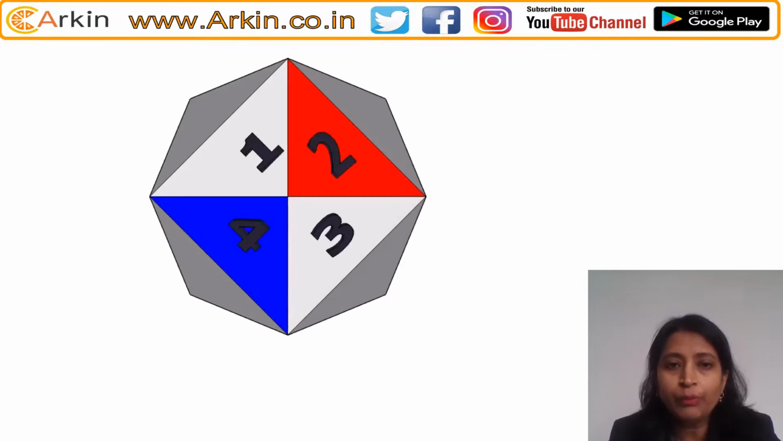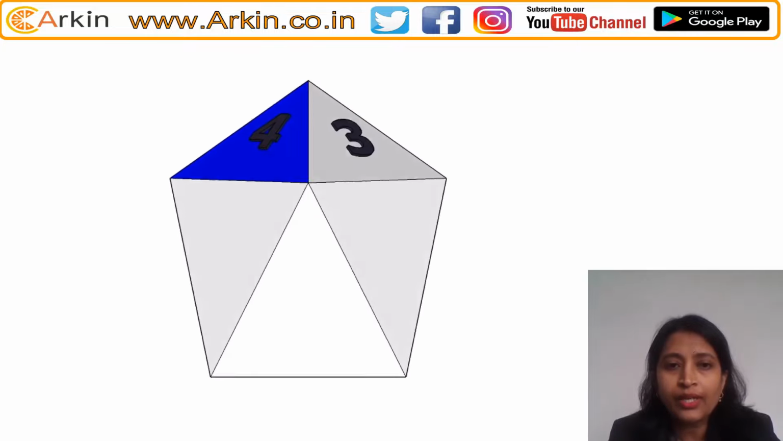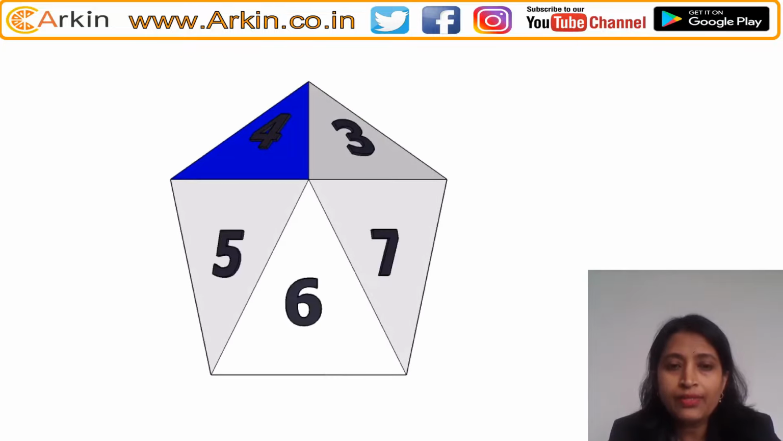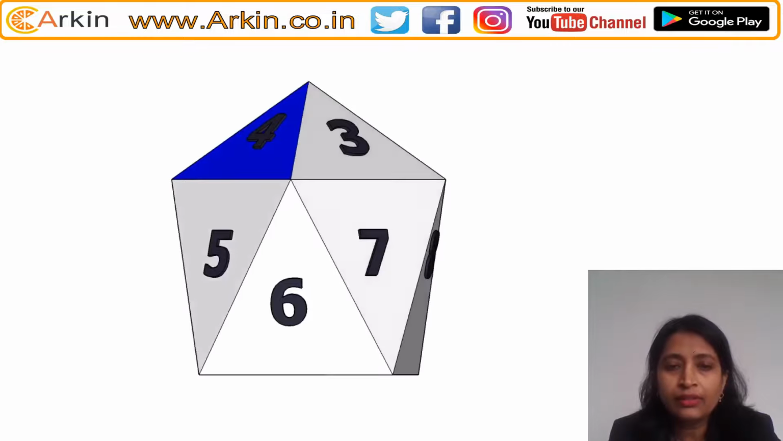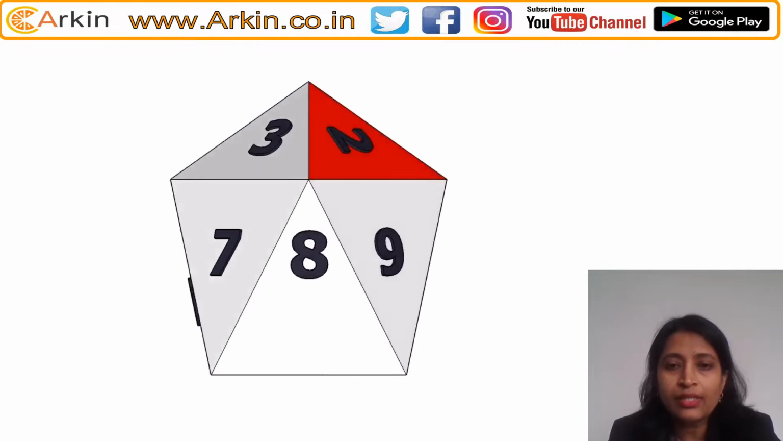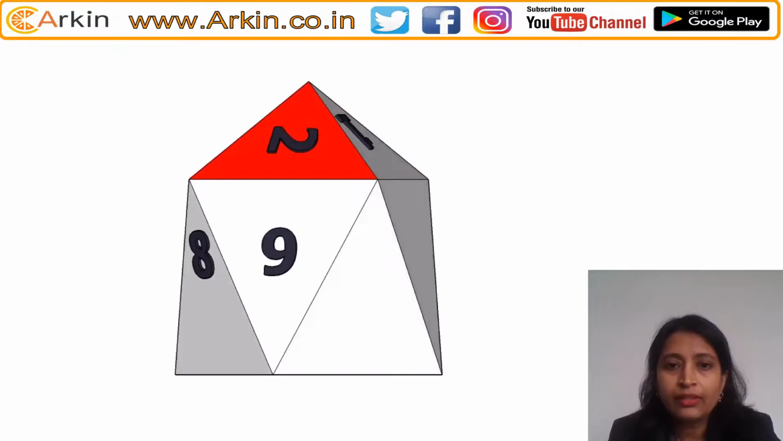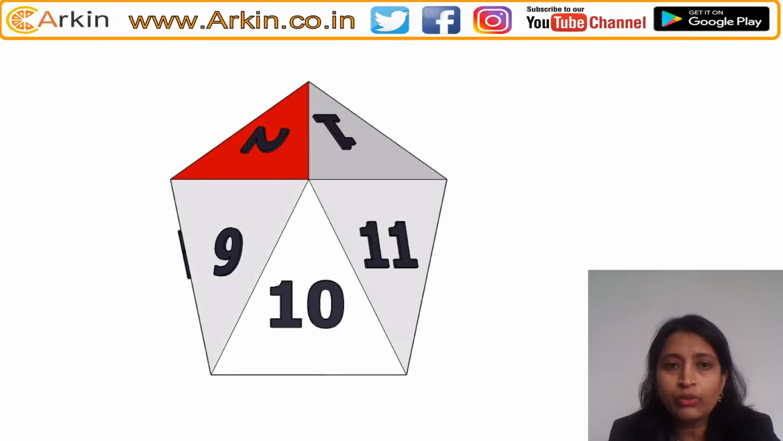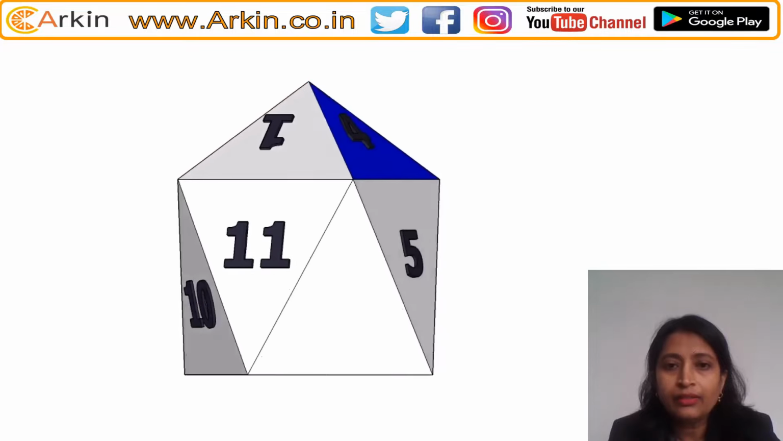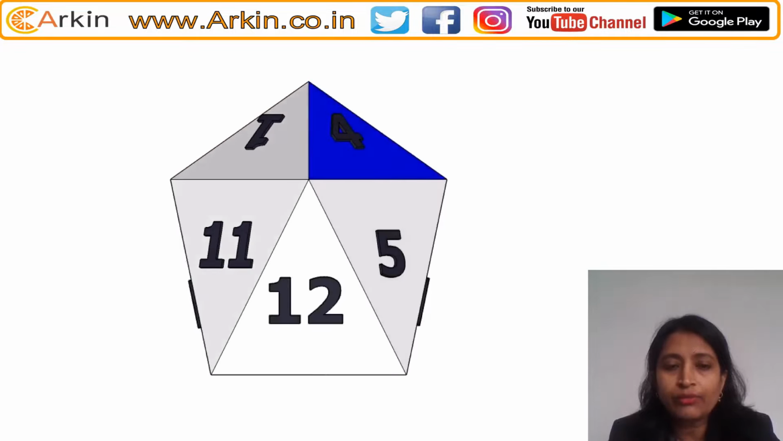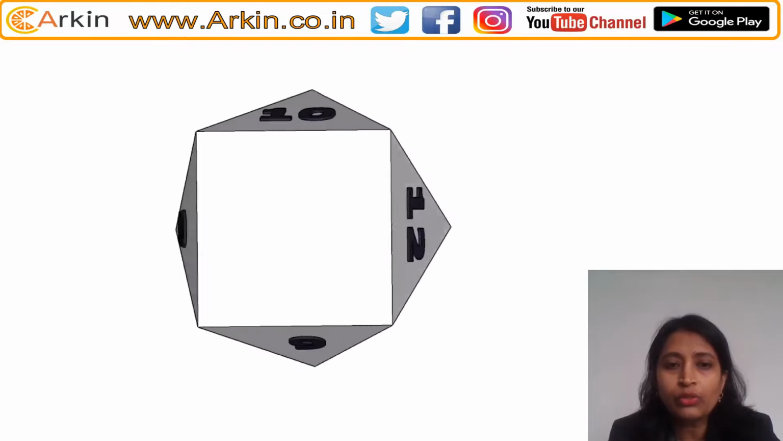1, 2, 3, 4 on the top. Then on the side, 5, 6 and 7. Then on the right side, it is 8 and 9. Then again on the other side below, 1 and 2, that is 10 and 11. Then in between, that is 12. And now I want the bottom also, so 13.